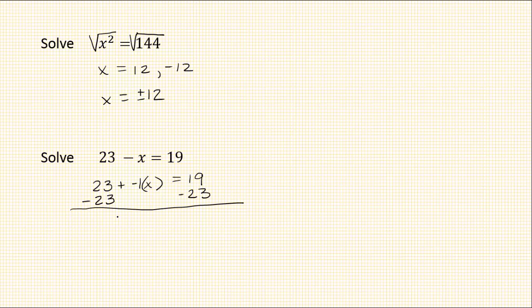So 23 minus 23 is 0. We have negative 1 times x equals negative 4. Now, since x is being multiplied by negative 1, we can divide by negative 1. That's the inverse operation. This reduces to positive 1 times x, which is x. Negative 4 divided by negative 1 is positive 4. Let's check and see if that works. 23 minus 4 is 19, so that is the correct answer.